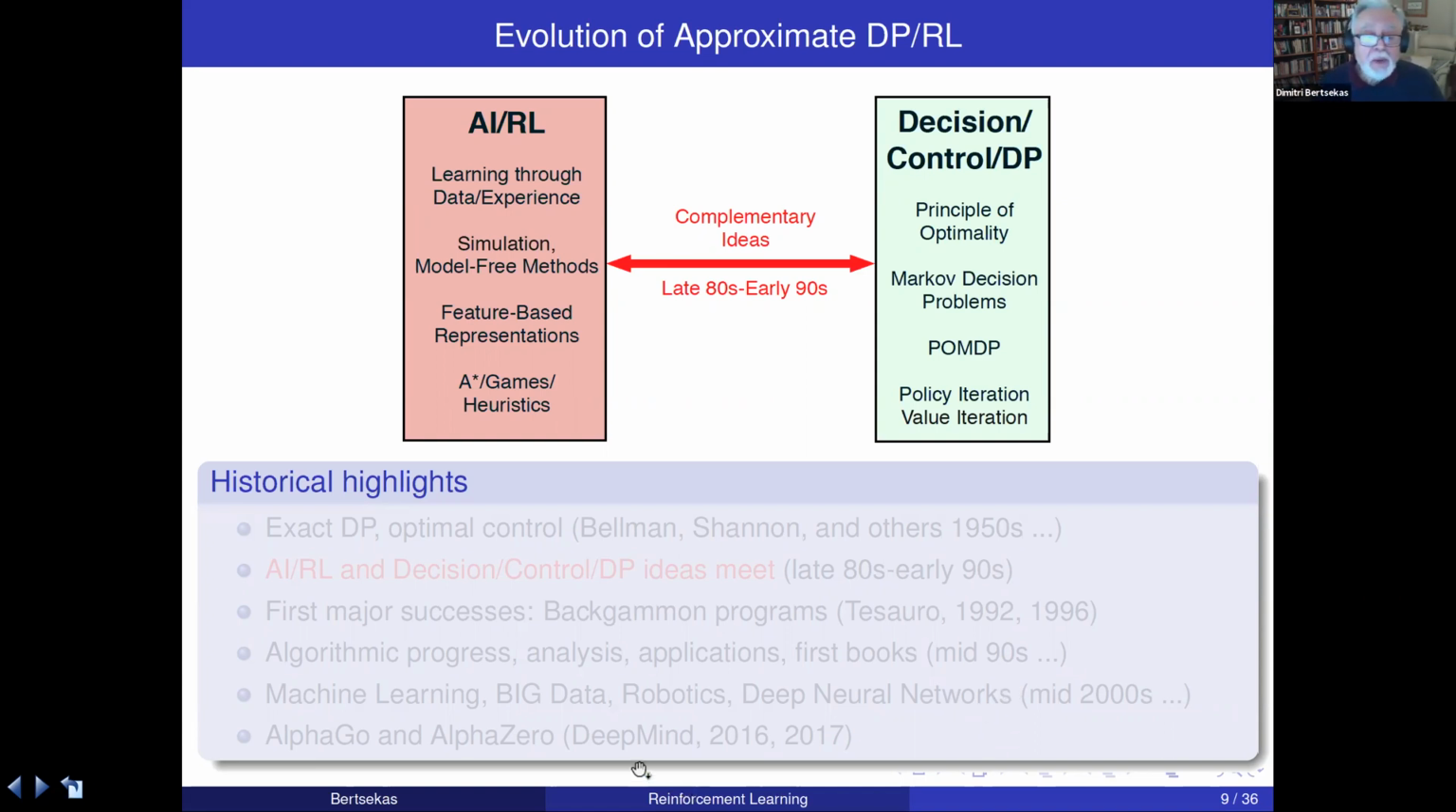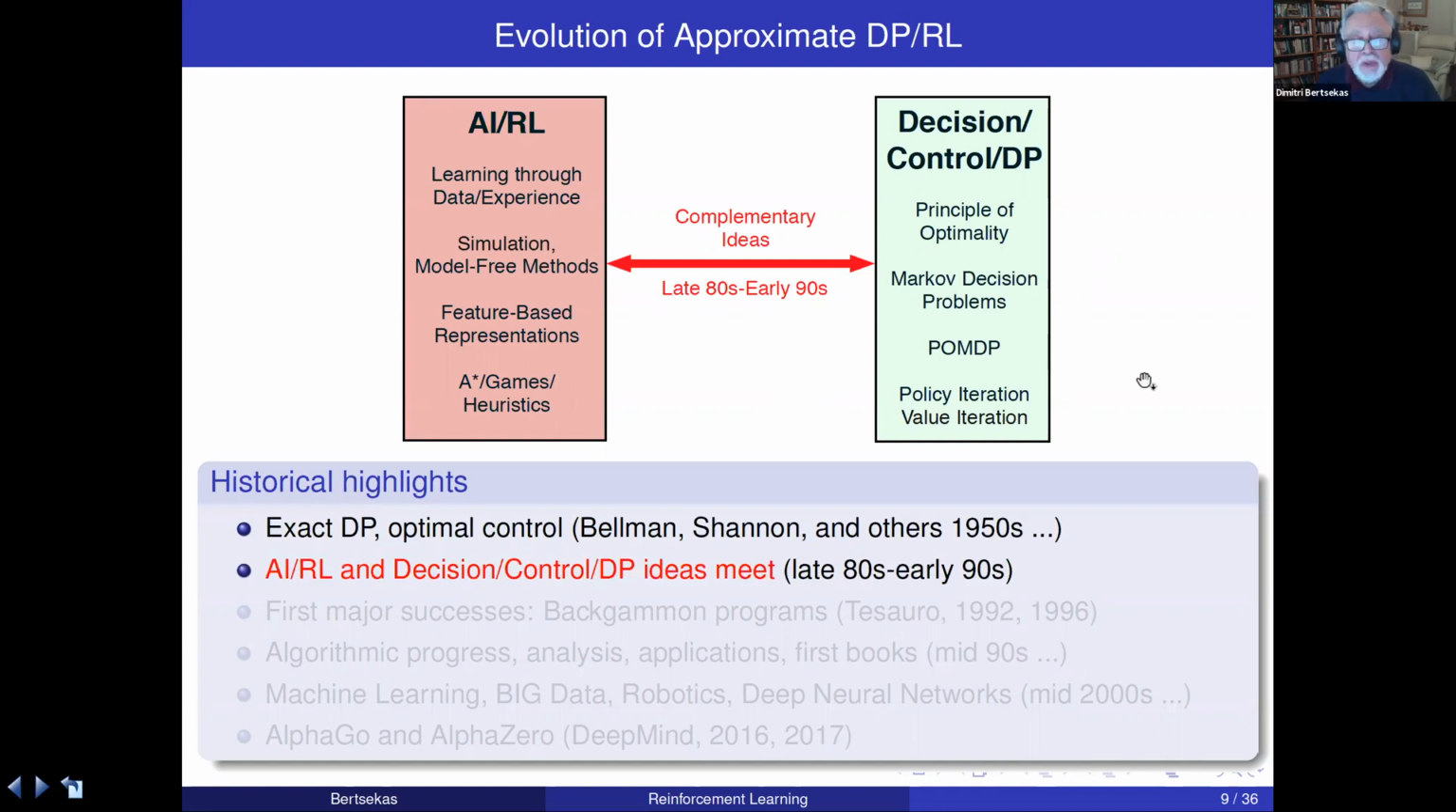Okay. Now, the present state of the art owes much of its status to a very fruitful union of ideas, complementary ideas from artificial intelligence and reinforcement learning on one side, and decision and control and dynamic programming on the other side. Now, dynamic programming is a very old methodology. It goes back 50 years, perhaps even more. And you hear the name of Bellman, also Shannon, the father of information theory, and also the father of computer chess, by the way. And it dates to the 1950s.